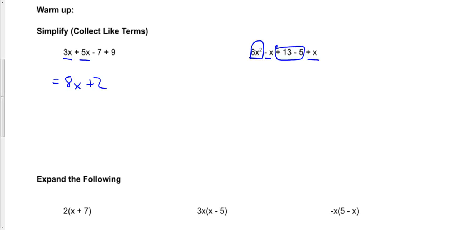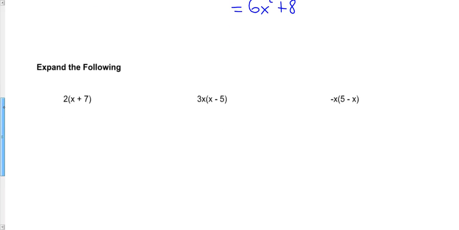So if we collect all of our like terms, we can add and subtract them. That's what we're doing. So you end up with 6x squared. Negative 1x plus 1x equals 0x, so I will just add that in as 0x. And then 13 minus 5 is going to equal plus 8. So to simplify this even further, we get 6x squared plus 8.